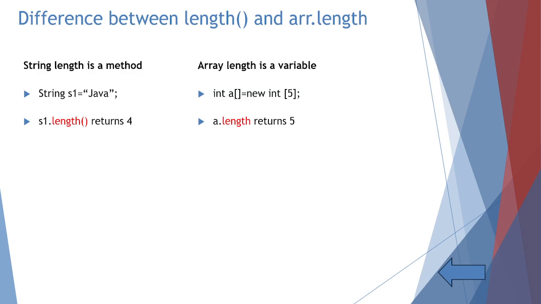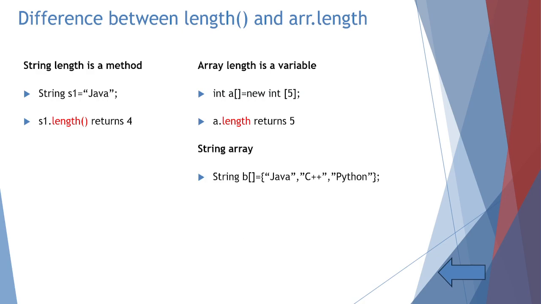Whereas s1.length() returns 4, the number of characters. In an array, length is a property, a final variable. Whereas in strings, length is a method, which we must remember.